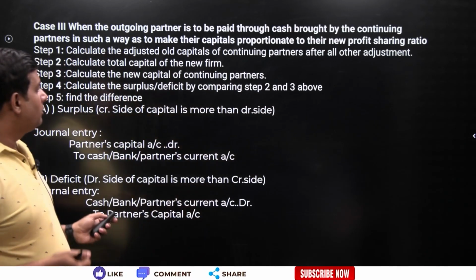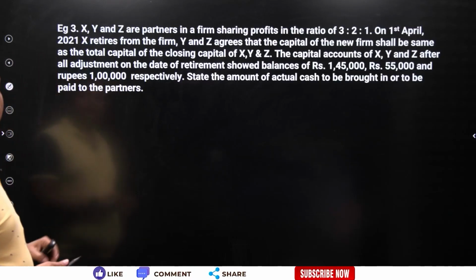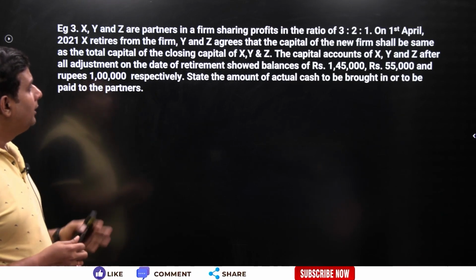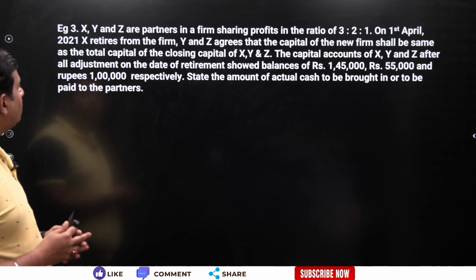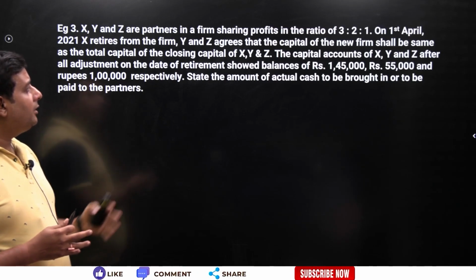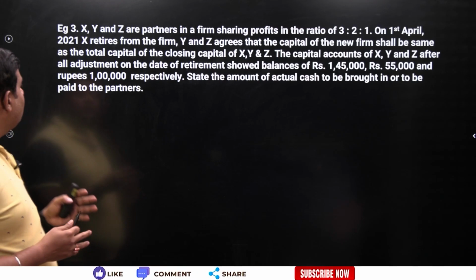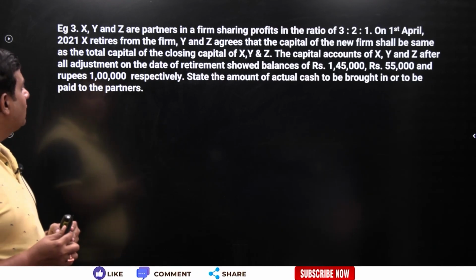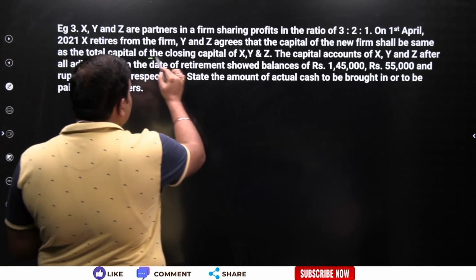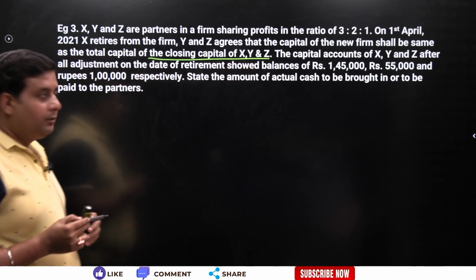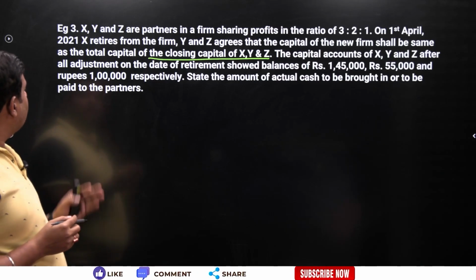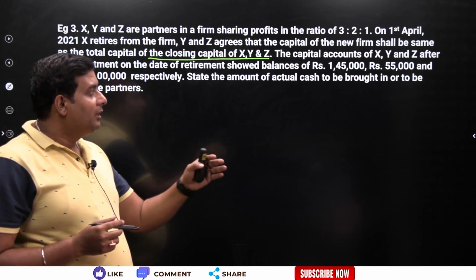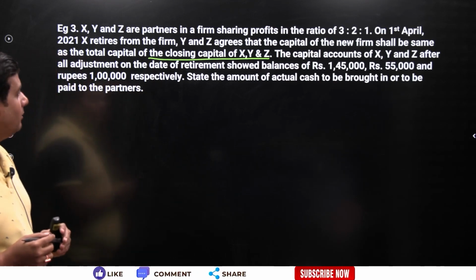Okay. So let's try one question on this. Now I have taken an example. X, Y and Z are partners sharing profits and losses in the ratio of 3:2:1. On 1st April 2021, X retires from the firm. Y and Z agree that the capital of the new firm shall be the same as the total closing capital of X, Y, Z. So this is the new concept, right? The capital of X, Y, Z after all adjustments on the date of retirement showed a balance of 1,45,000, 55,000 and 1 lakh respectively.